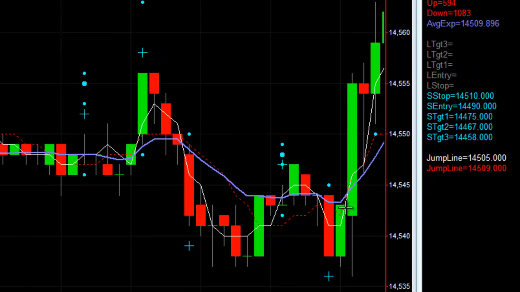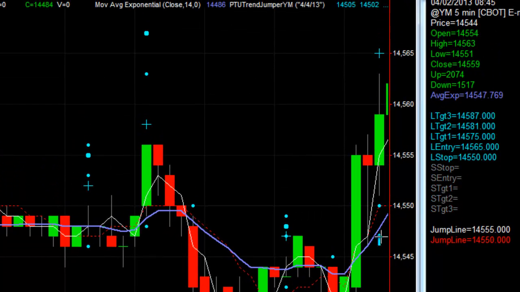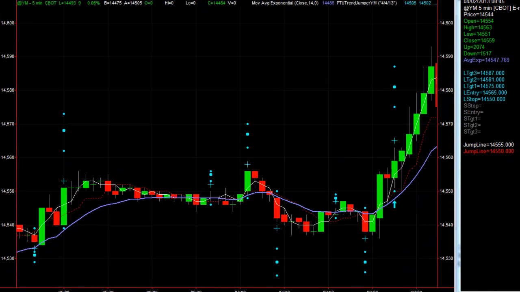And it was even on the jump line for a bar. Okay, remember it has to close above. Notice on the very same bar where it closed above, you have a green bar. This is your setup bar. And the calculator knew that and it printed a trade setup.